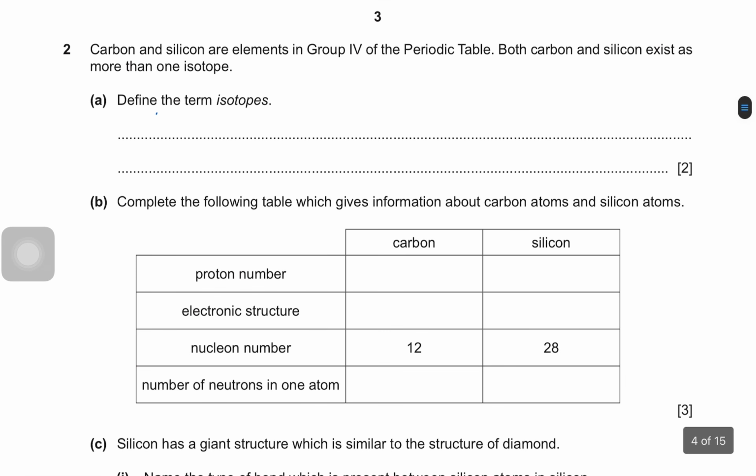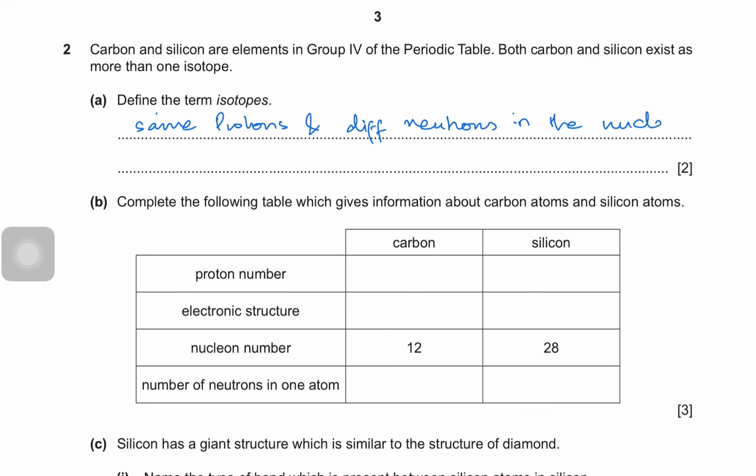Moving on. Carbon and silicon are elements of group 4 of the periodic table. Both carbon and silicon exist as more than one isotope. Isotope means same protons and different neutrons in the nucleus, or you can say same atomic number and different atomic mass of atoms. So those are two definitions of isotopes.